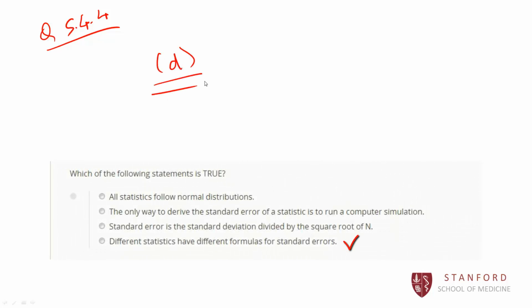The correct answer here is D. Different statistics have different formulas for standard errors. We know that the formula for the standard error of the mean is given by the standard deviation divided by the square root of the number of observations, but this is only the formula for the standard error of the mean. We have very different formulas for the standard errors of the modes and the medians, for example.